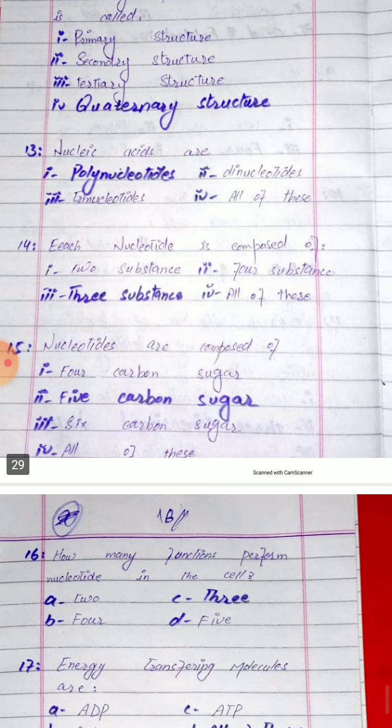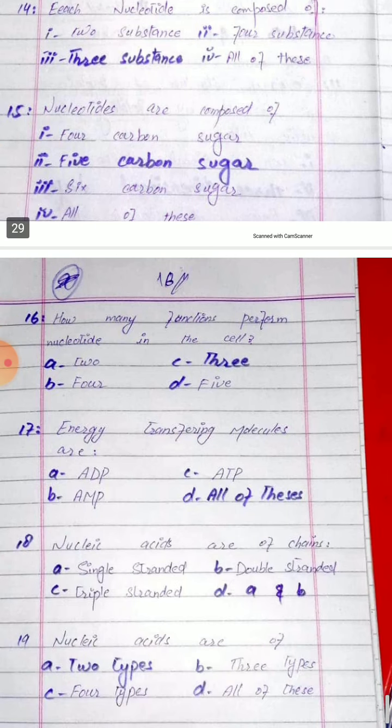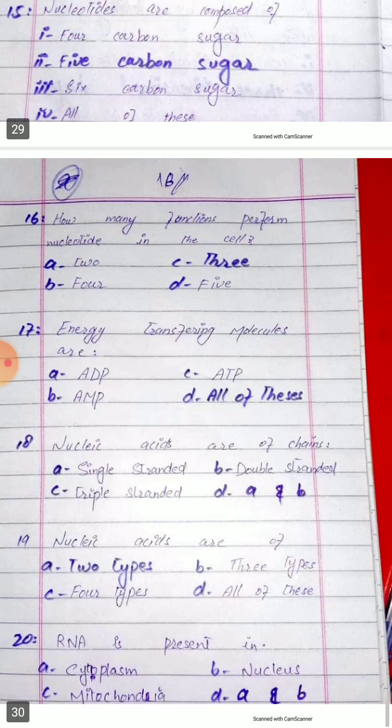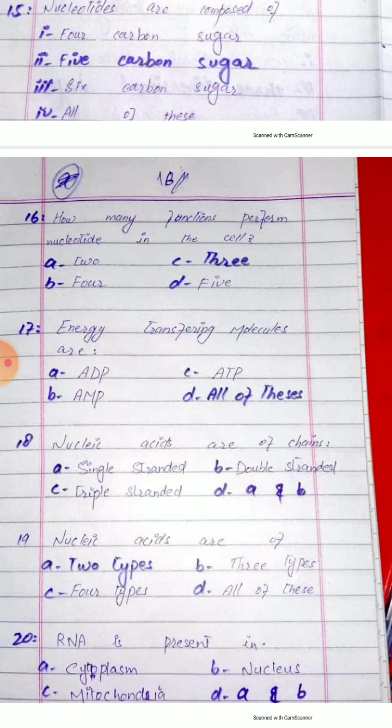Quaternary structure. Nucleic acids are polynucleotides. Each nucleotide is composed of three substances. Nucleotides are composed of five-carbon sugars. How many functions do nucleotides perform in the cell? Three. Energy transferring molecules: ADP, AMP, ATP.